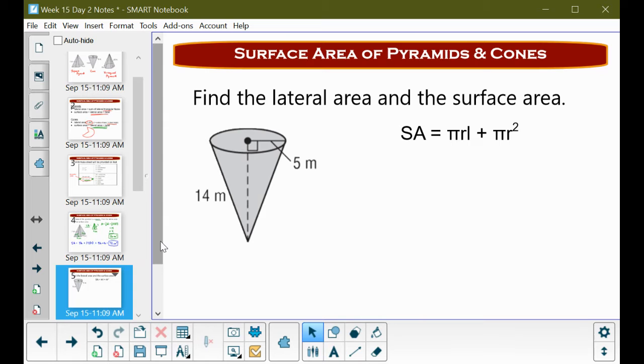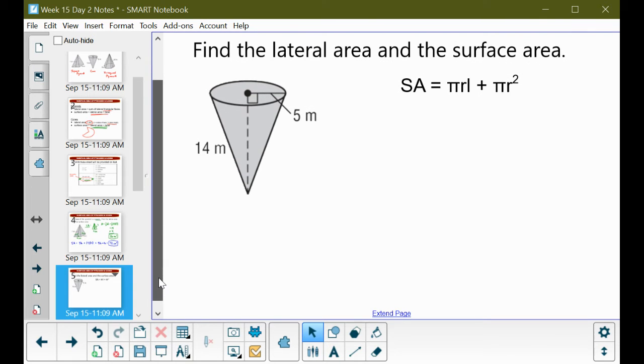Go ahead and pause the video, sketch this one for yourself. We're going to find the lateral area and the surface area of this cone.